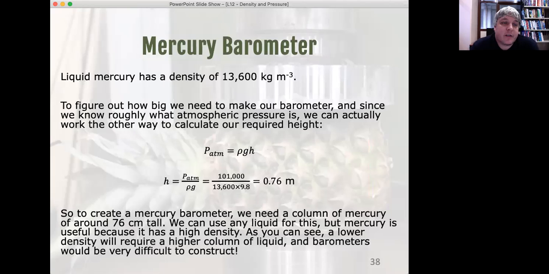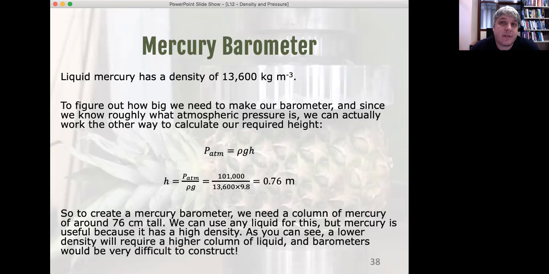For a mercury barometer, the density of liquid mercury is 13,600 kilograms per cubic meter. It's very dense compared to water. To figure out how big we need to make our barometer, we're going to use our 101 kilopascal as our estimate of what the pressure might be and see what the height of mercury would be in that case. And so we just rearrange that equation. If the atmospheric pressure is equal to rho GH, we just rearrange it to get H is equal to atmospheric pressure divided by rho G. Remembering that we're using liquid mercury, not water, for our density, we get a height of 0.76 meters. So a barometer needs to be 76 centimeters tall.